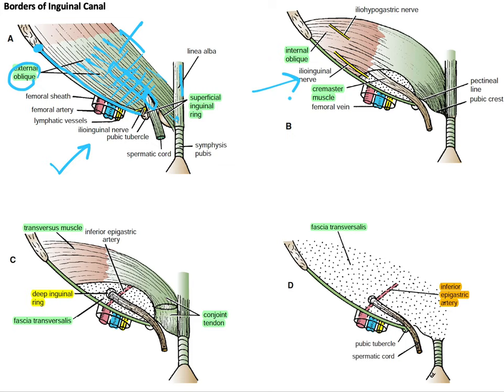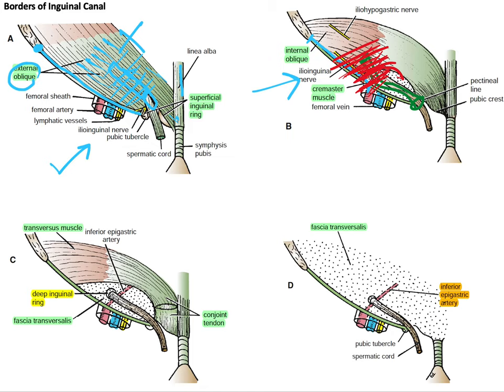Now, remove the external oblique, and you will find the internal oblique. If you remember, we mentioned, and I said it's important, the origin of the internal oblique muscle is from the lateral two-thirds of the inguinal ligament. That means this is the inguinal canal, because this is the superficial inguinal ring. So this is the inguinal canal, and the internal oblique covers, as you see, the lateral half of that canal. This internal oblique muscle covers the anterior surface of the lateral half of the canal.